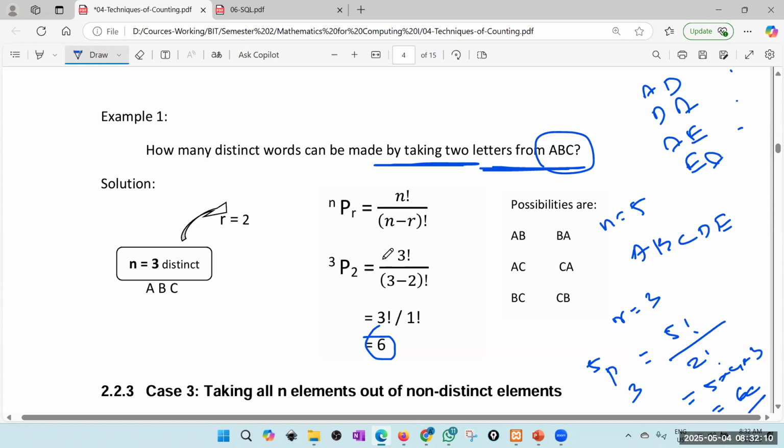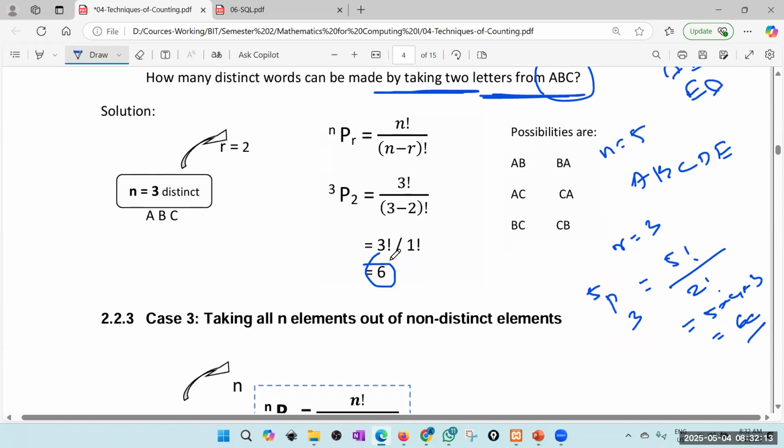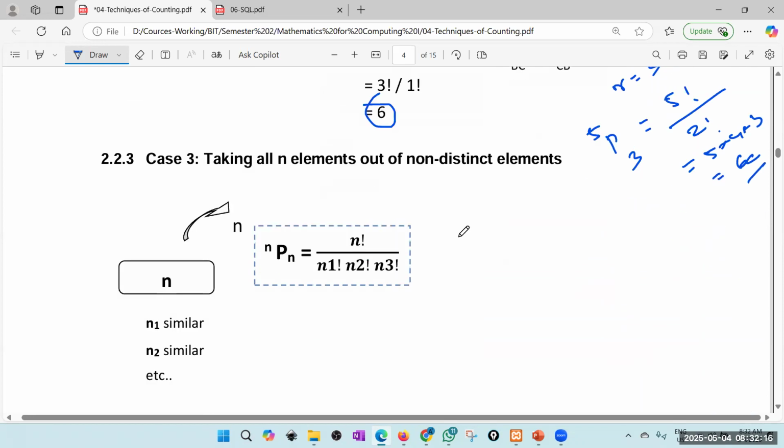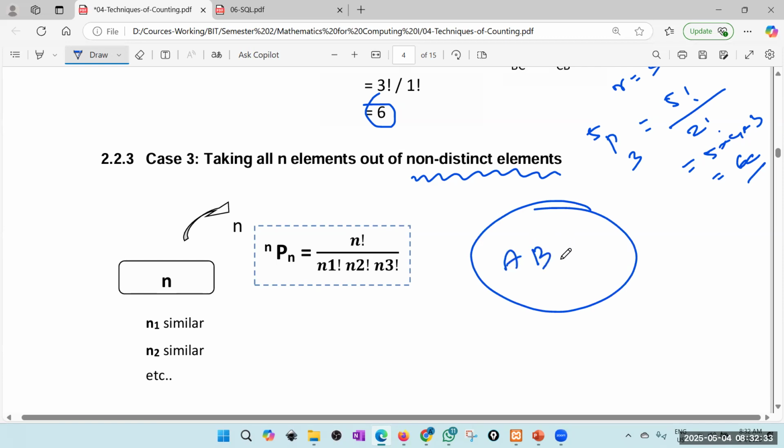So let's move on to case number 3 if you don't have any question. Now we are talking about non-distinct elements. So far we have been discussing distinct elements, where no two elements were the same. But what happens if in our original collection we have duplicate elements, something like A, B, C, and again A? Now n is 4, but not distinct. Let's say we take all 4 and arrange.